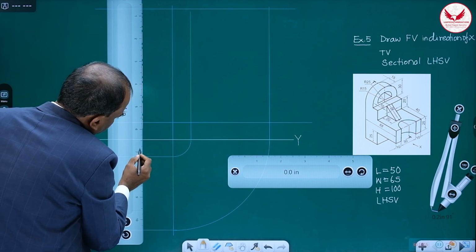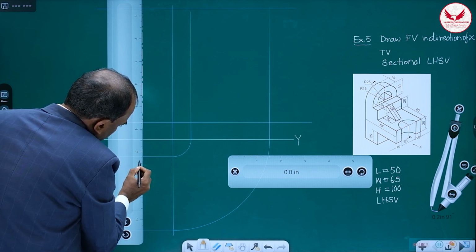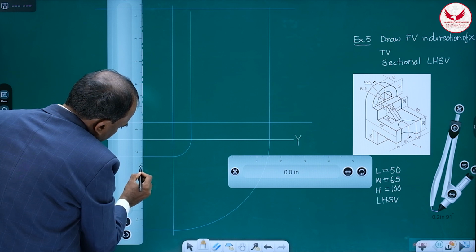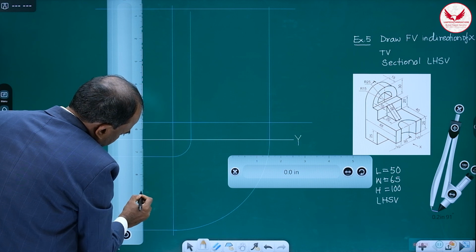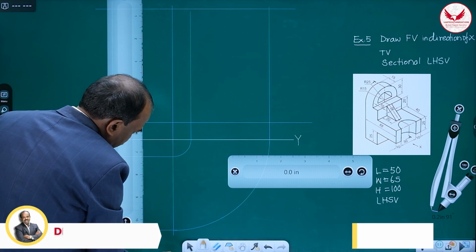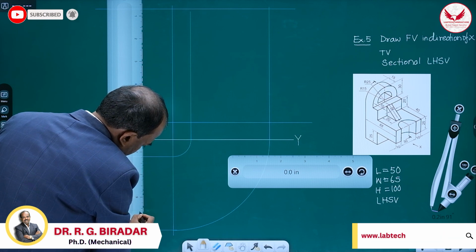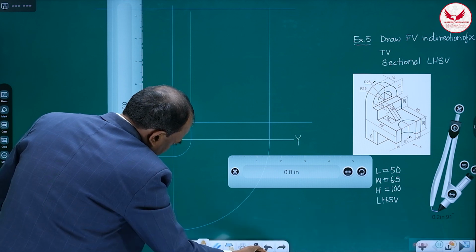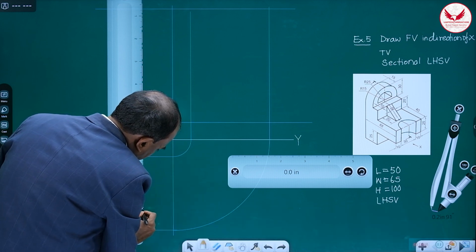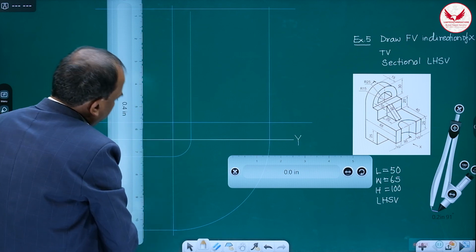Again the same line will be there in the top view also. In the top view also, start from outside the block. The center line is a difficult line to draw. Like this.